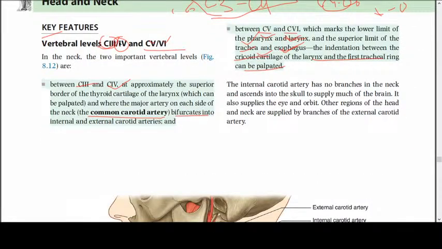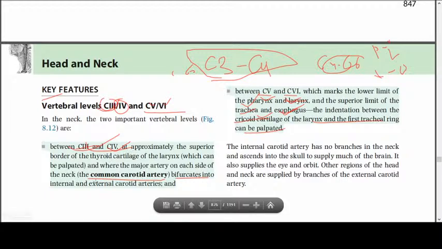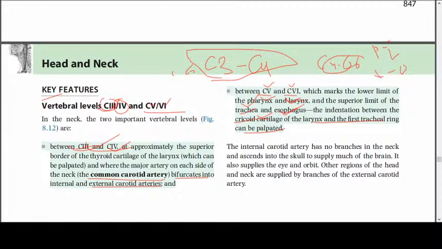So let's revise it again. At vertebral level C3 and C4, there is bifurcation of the common carotid artery into the internal and external carotid arteries. Whereas at cervical vertebra C5 and C6, there is the lower limit of the pharynx and larynx, and the superior limit of the trachea and esophagus.